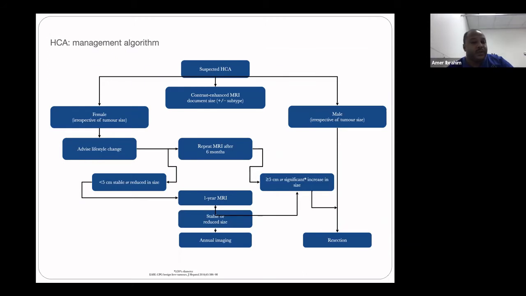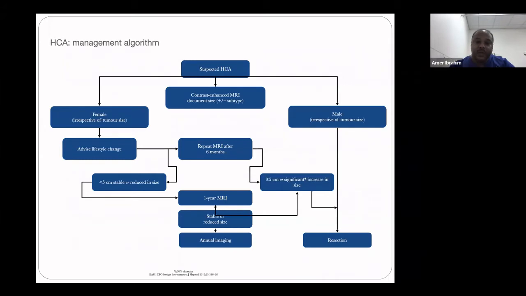In case of females, irrespective of the tumor size, just adjust the lifestyle and follow the patient up after 6 months. If the size of the tumor didn't increase, or the size is stable or less than 5 centimeters, you will put the patient on follow-up after 1 year. But in case of male patients with hepatocellular adenoma, the risk of malignancy is much higher, so we'll go straightforward for the resection.